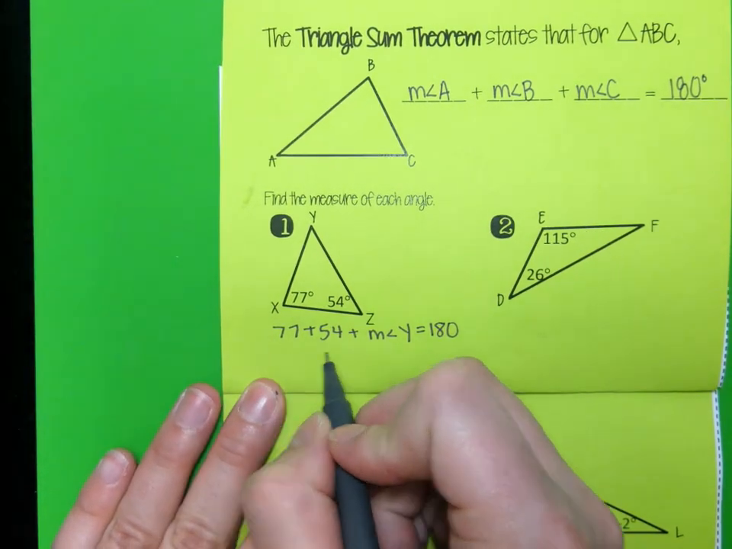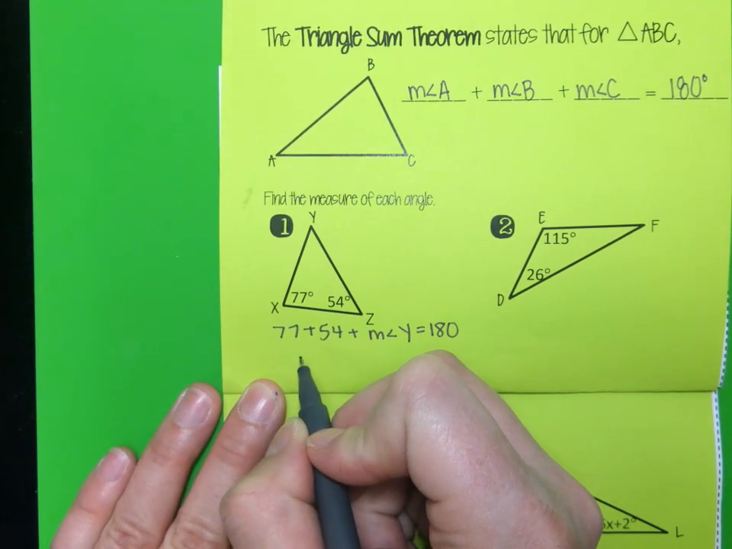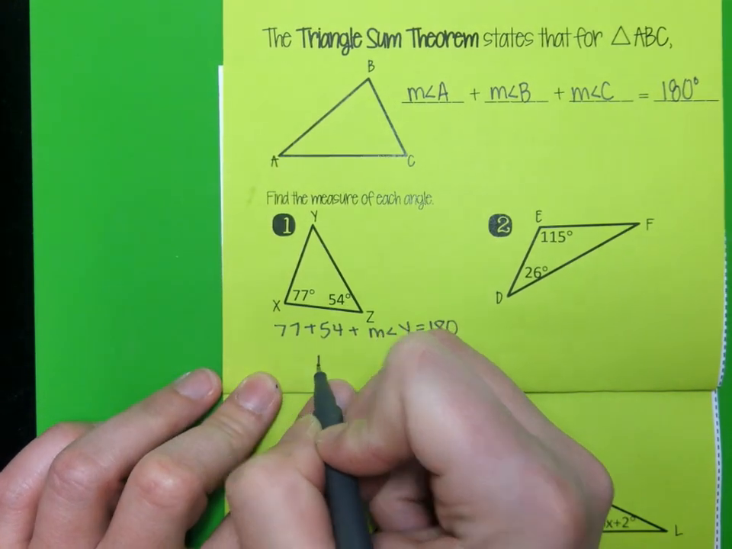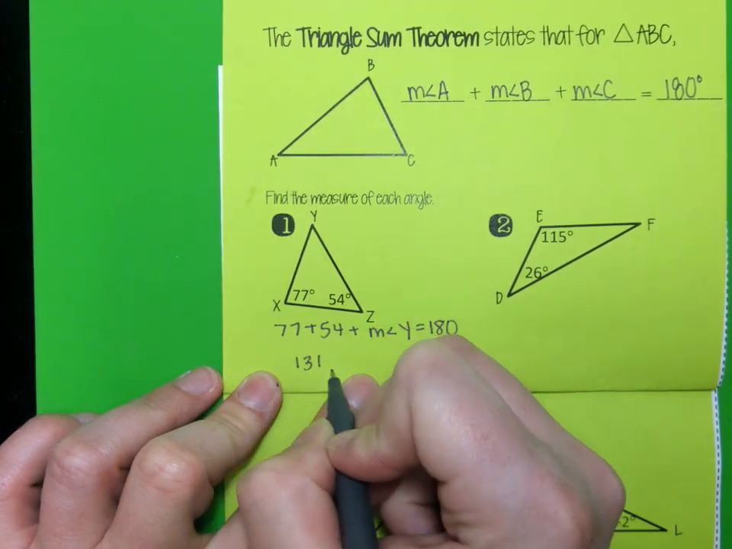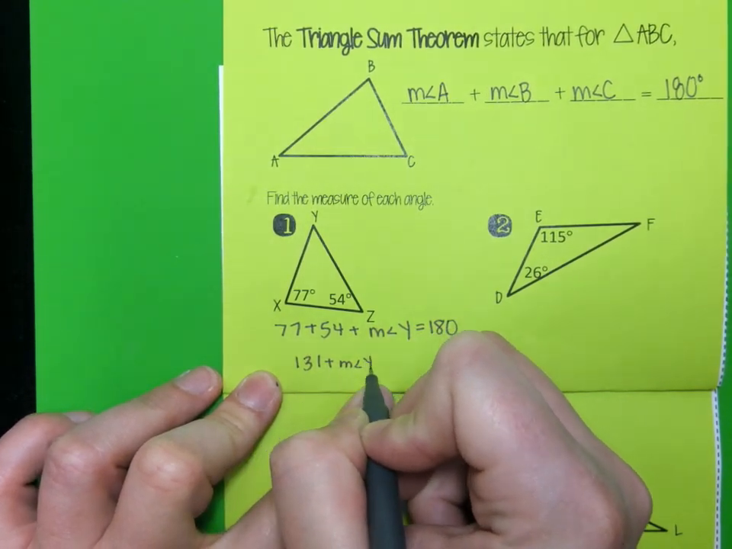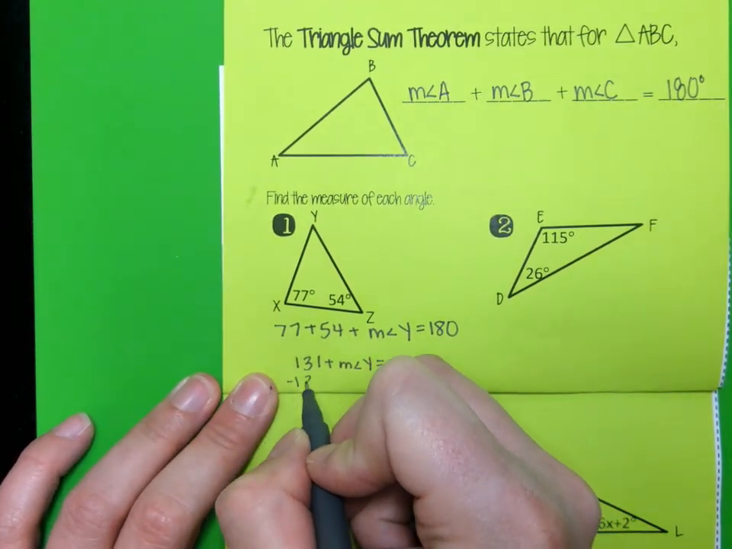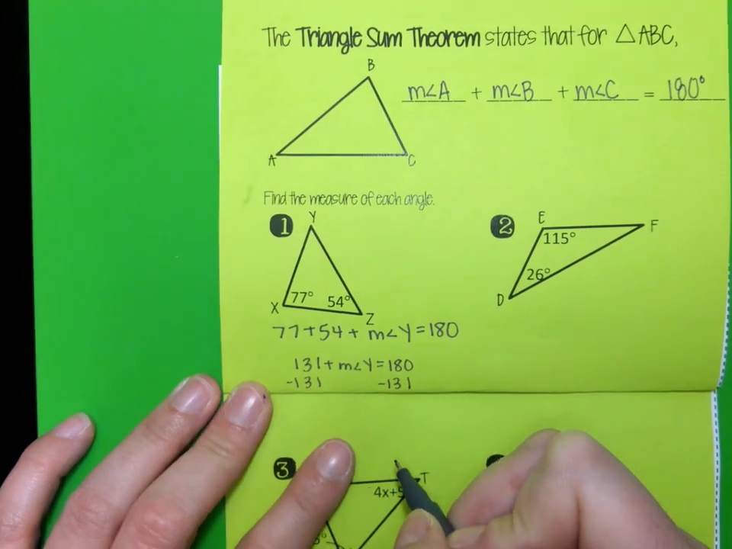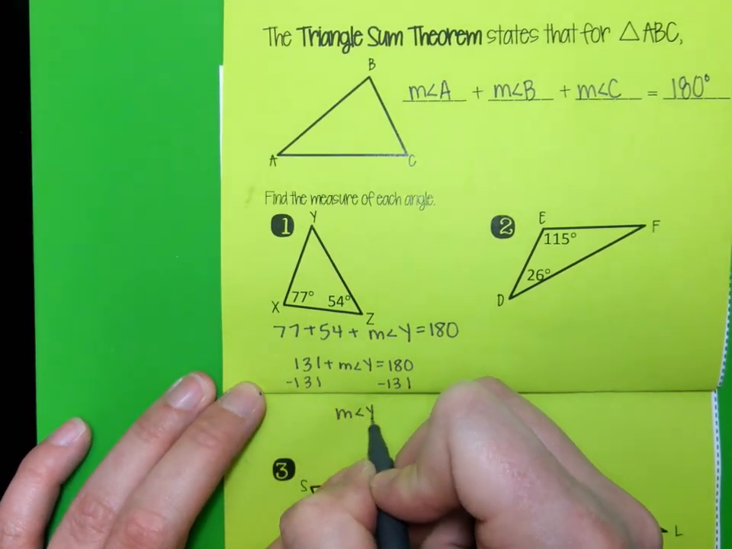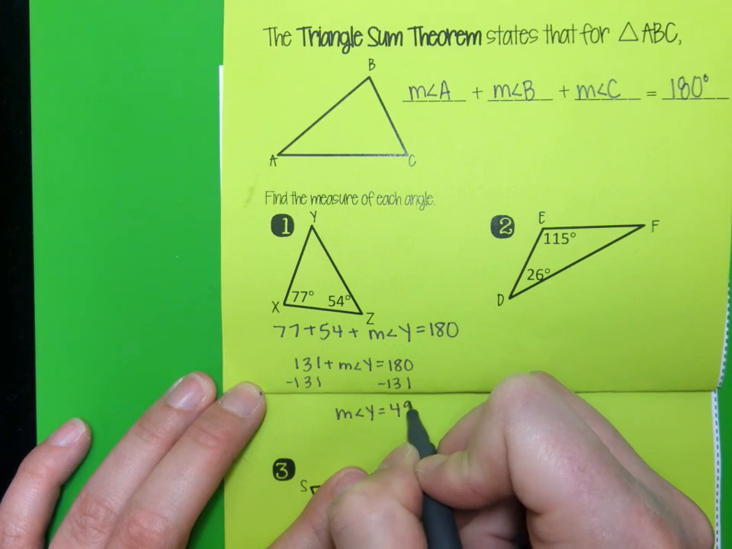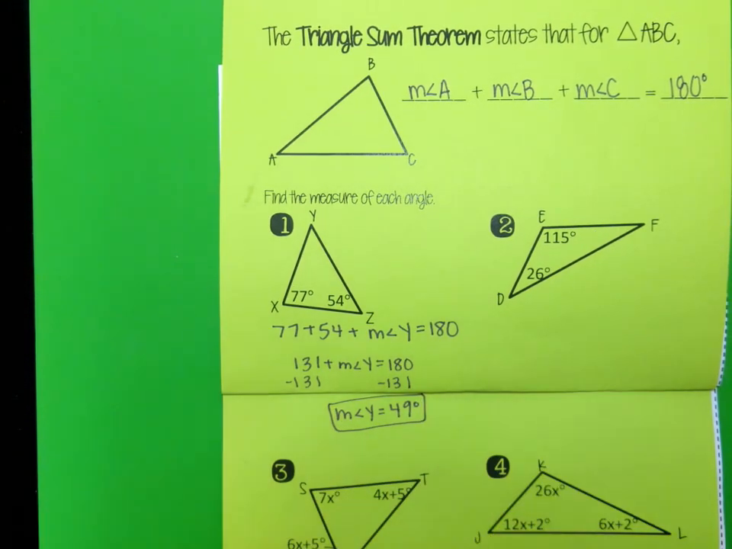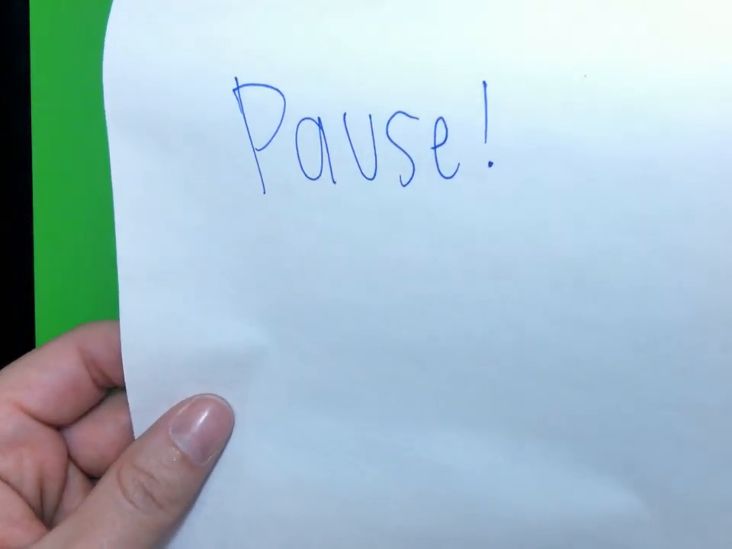Then we're going to combine our like terms. We're going to say 77 plus 54 gives us 131. You subtract 131 from both sides, and you get the measure of angle Y equals 49 degrees. All right, so what I'd like you to do is pause the video and do the next one.